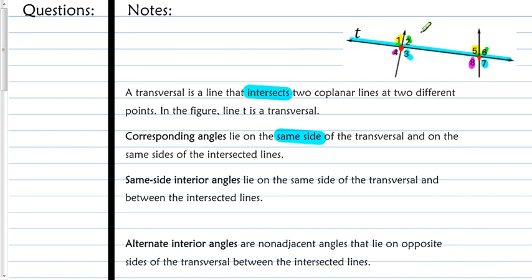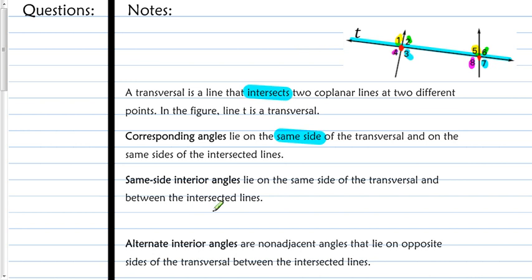Okay. Angle 1 and angle 5 are corresponding, angle 2 and angle 6 are corresponding, and angle 3 and angle 7 are also corresponding. They're on the same side of the transversal, and they're in the same spot of the intersected lines as well. Okay. That's corresponding angles. Moving on.